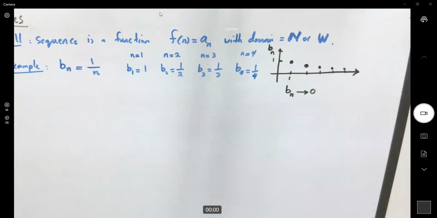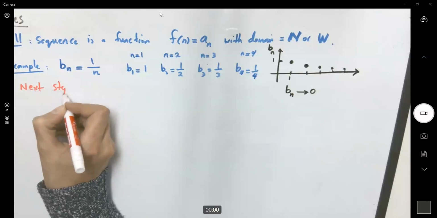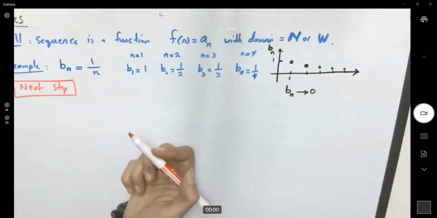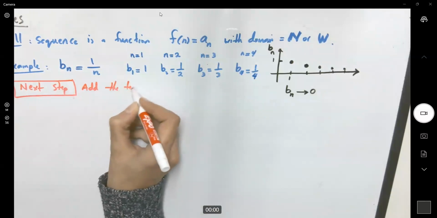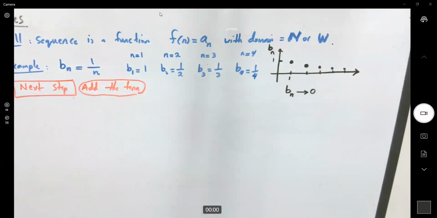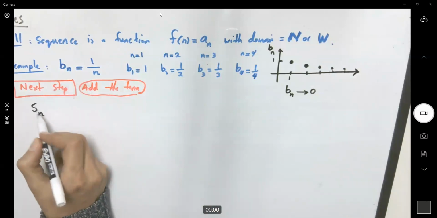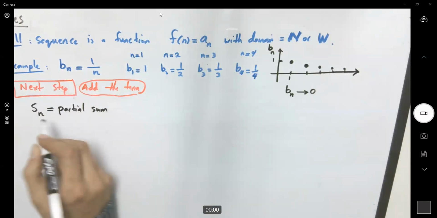Well, now I'm telling you, I want you to add some of the terms of this sequence for me. Now I'm moving to the next step. In this new step, I ask you to add the terms. I'm done with the sequence part. This is absolutely something new. So what are we going to do? For example, I ask you to add the first n terms of this sequence, S sub n, or the partial sum.